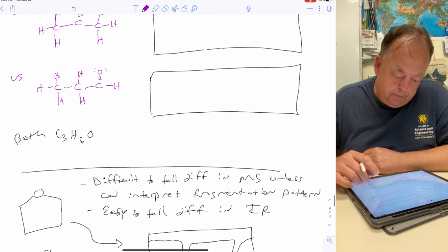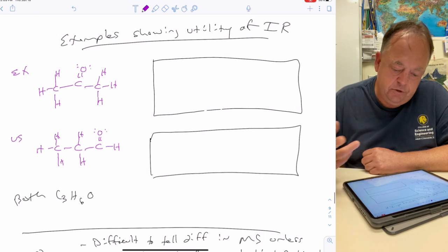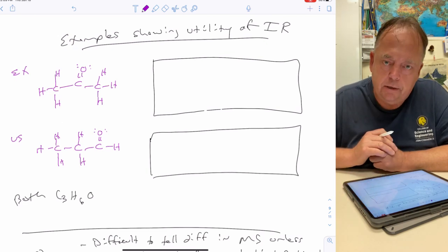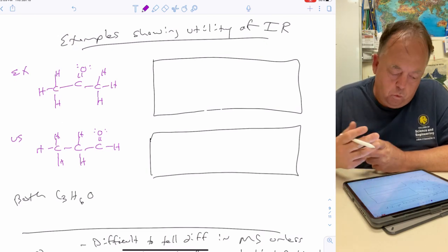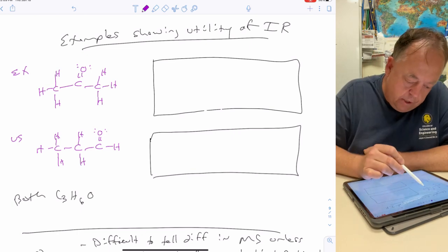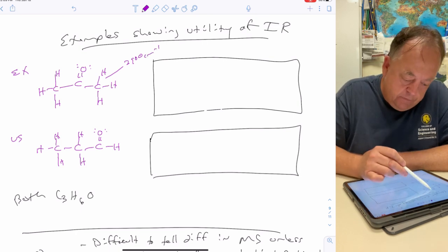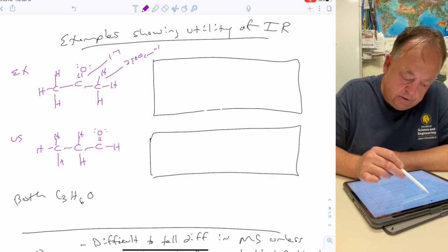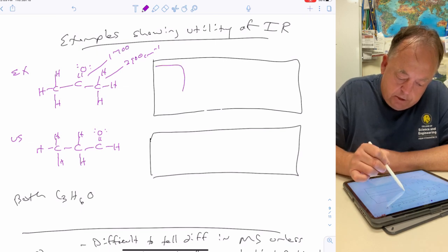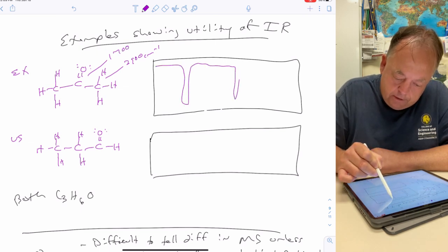Okay, so just a couple of examples of the utility of IR. If we had these two molecules, for example, what would the IR look like? Well, you have a bunch of CHs, so you have signals around 2900, and you have the C=O double bond, so around 1700. So you'd see a signal around 2900 and 1700.